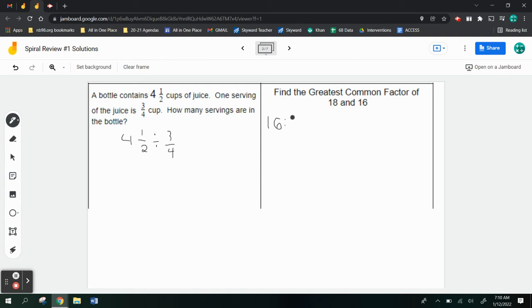That would be what two numbers multiply to 16. So the easiest one is 1 and 16. Then what about 2? Can you multiply 2 by something and get 16? Yes, 2 times 8. Does 3 work? No, 3 times nothing equals 16. And does 4 work? Yes, 4 times 4. So these are the factors of 16. Then you do the same questioning for 18. Circle the greatest common factor, so the biggest one that they have in common.